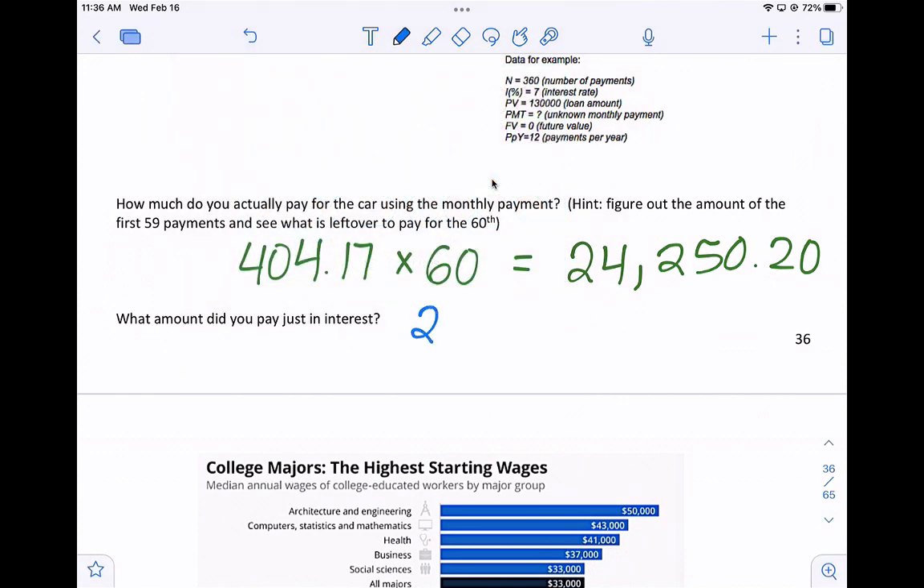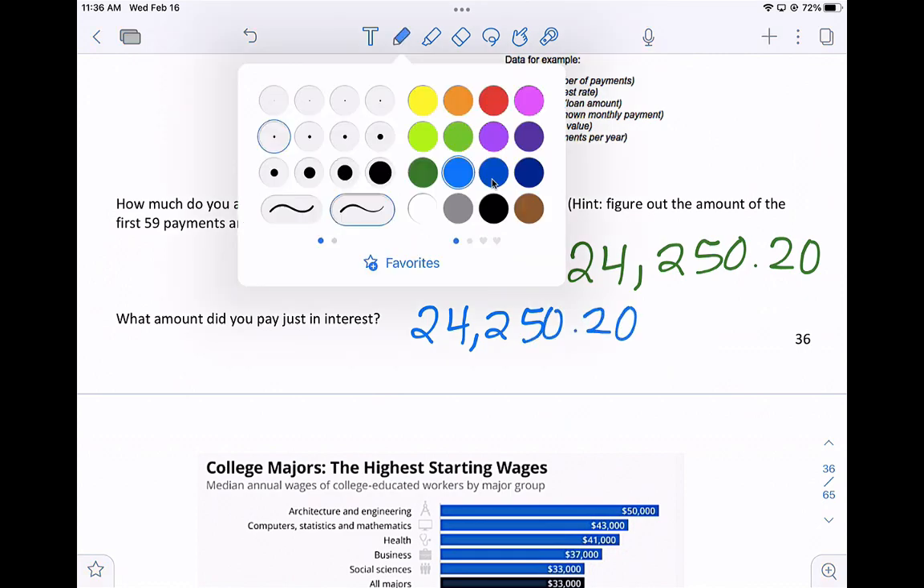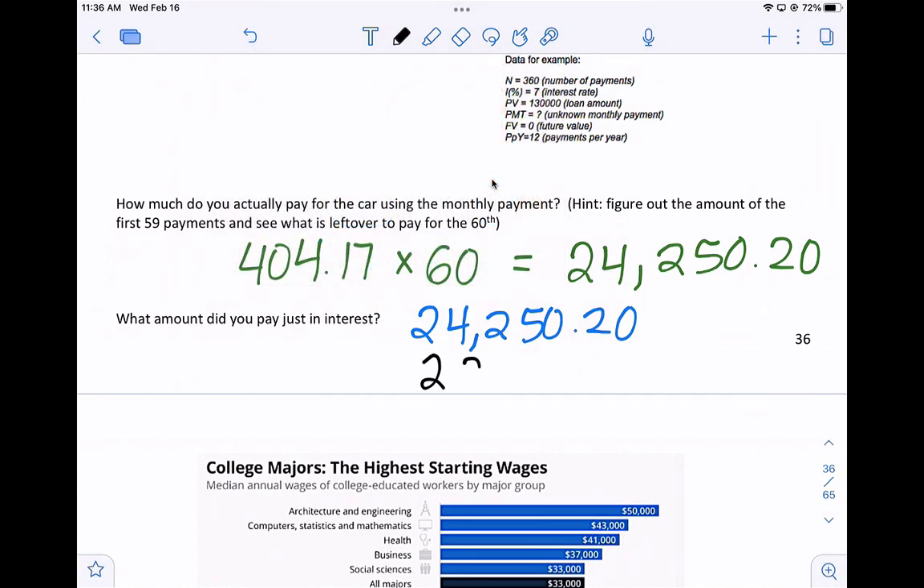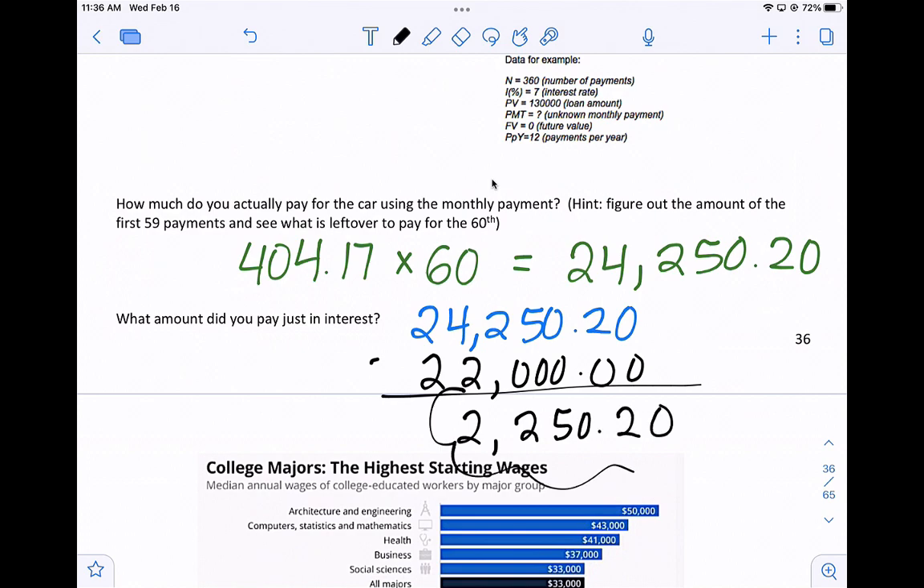So let's figure out just what did we pay the bank for this car loan? If we subtract this, the bank made about $2,250.20 off of us just for borrowing that money, which, for some people that's a lot of money. For some people, not so much.